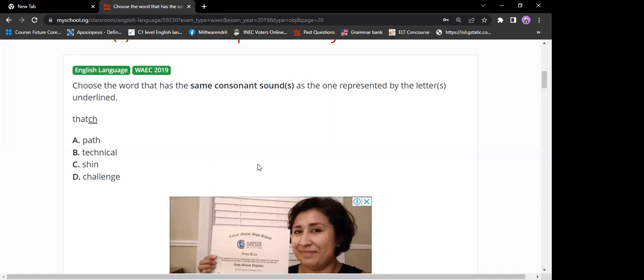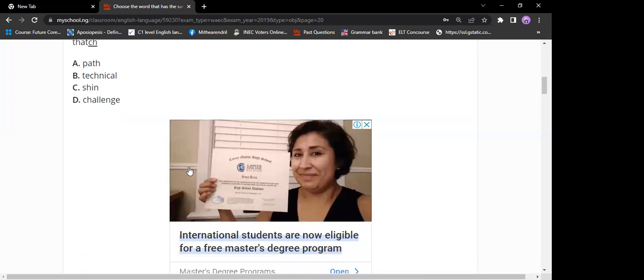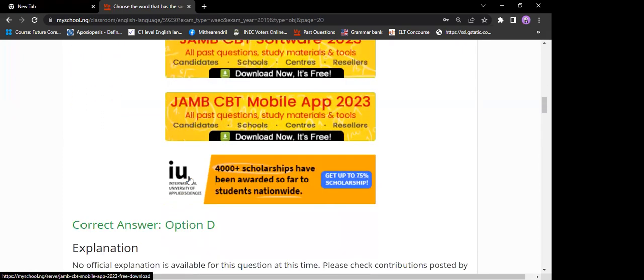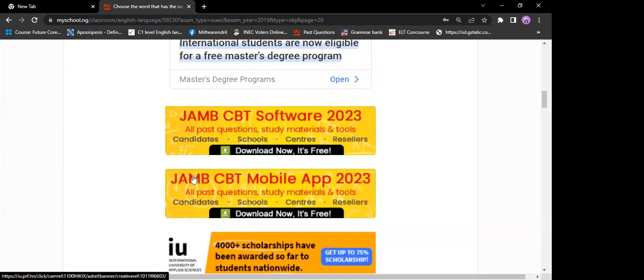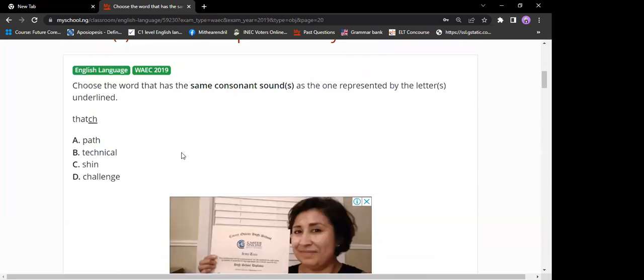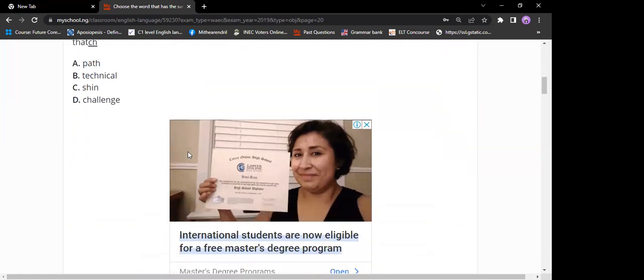We are looking at touch. The first option is path, the second one is technical, the third option is sheen, and the last one is challenge. So from our options, option D is our answer. Let's check to confirm. Correct. So all you need to do is know how to pronounce each of the words in your options and try to relate it with the word you are given as your question.